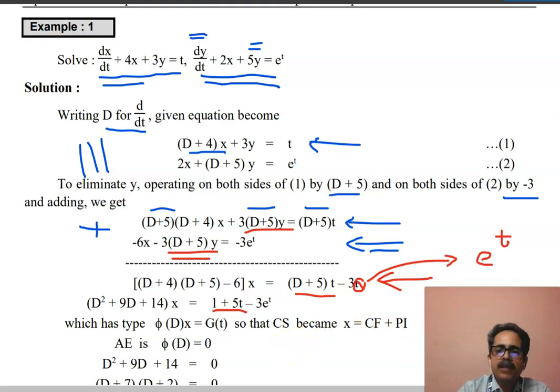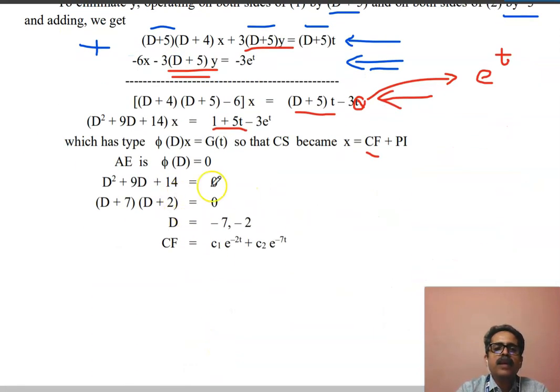Let's find CF first. To find CF we must write phi D equals 0. That is, we find here D square plus 9D plus 14 equals 0. Factors are D plus 7 and D plus 2. From them roots can be obtained. Roots are minus 7 and minus 2. So we write CF. This will be C1 e raised to minus 2 into t plus C2 e raised to minus 7 into t.